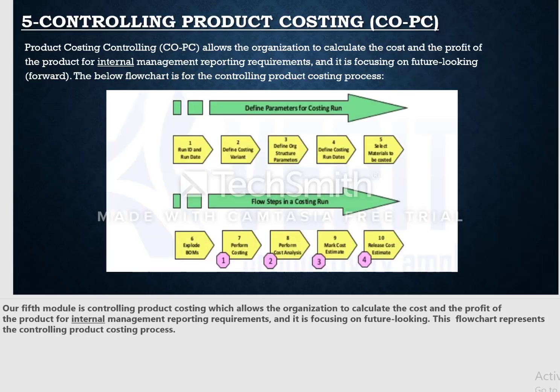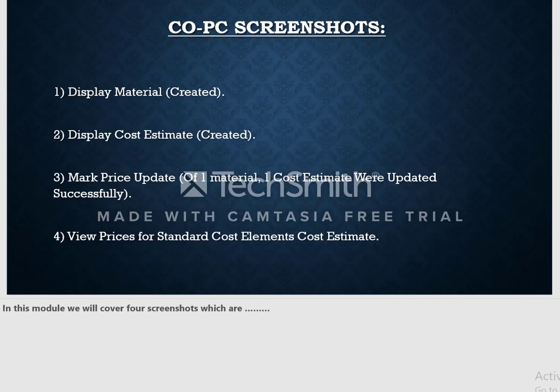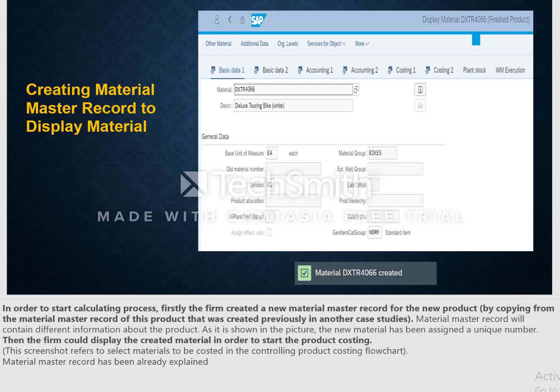Our fifth module is controlling product costing, which allows the organization to calculate the cost and the profit of the product for internal requirements, and it is focusing on future looking. This flow chart represents the controlling product costing process. Our screenshots for this module are display material, display cost estimate, mark price update, and view prices. This screenshot shows the material master record, which we have already explained in a previous screenshot.